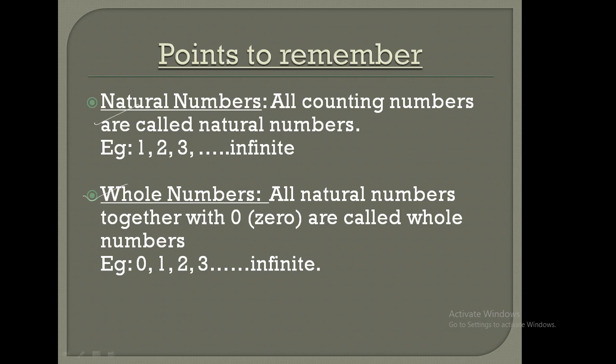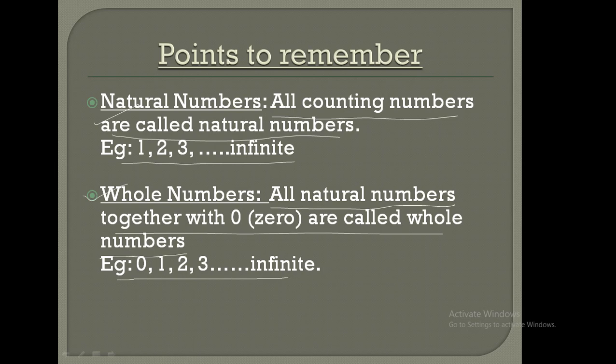When we are talking about natural numbers, all counting numbers are called natural numbers. For example, 1, 2, 3 up to infinity. Now when we are talking about whole numbers, all natural numbers together with 0 are called whole numbers. For example, 0, 1, 2, 3 up to infinity. The main difference between these two is that natural numbers start from 1 and whole numbers start from 0.